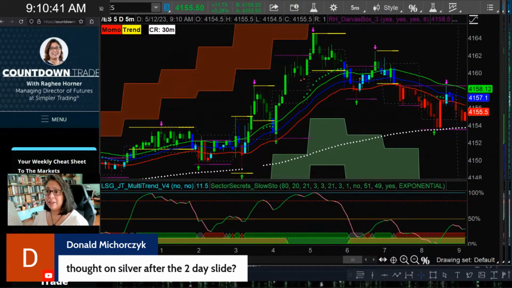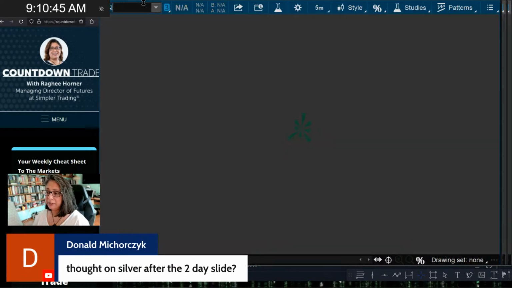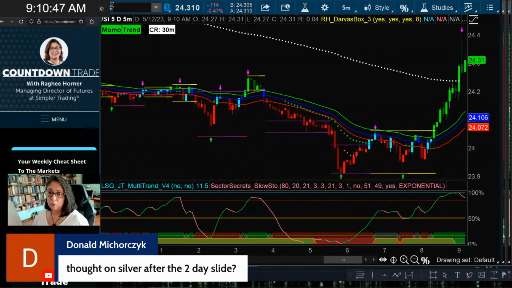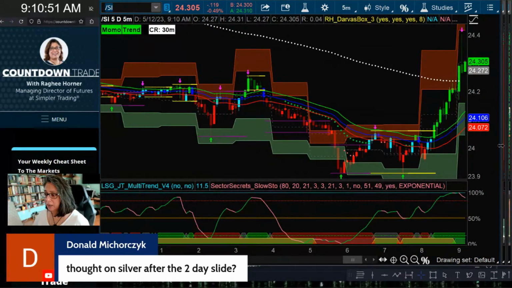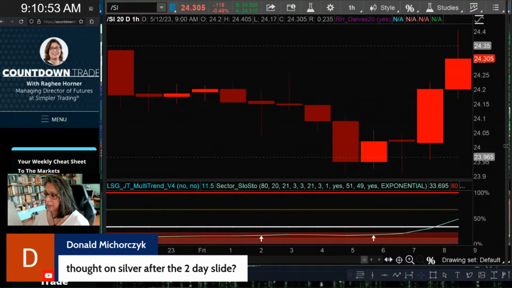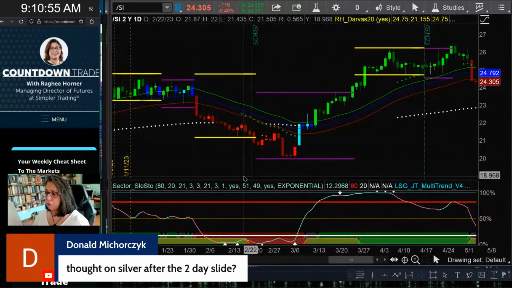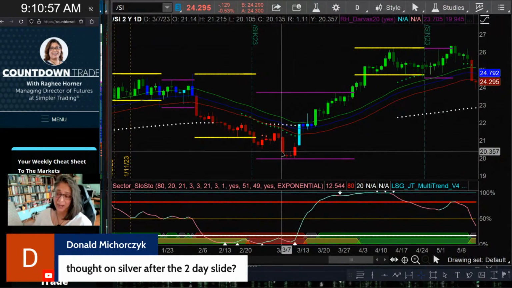Donald asks, any thoughts on the 2-day slide in the silver market? Well, first of all, when we take a look at silver right now, silver is a very volatile market. There's no two ways about it. And it's great until it isn't, right?